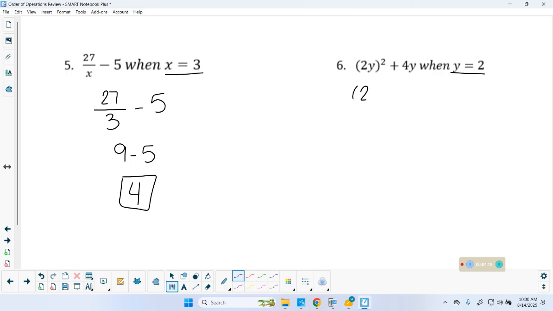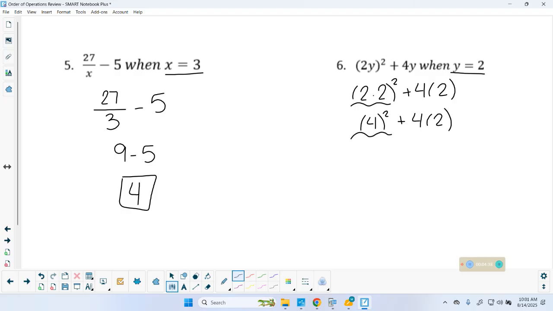So we're going to do 2 times 2 squared plus 4 times 2. Now we can simplify that. We are going to do our parenthesis first, 2 times 2. So 4 squared plus 4 times 2.